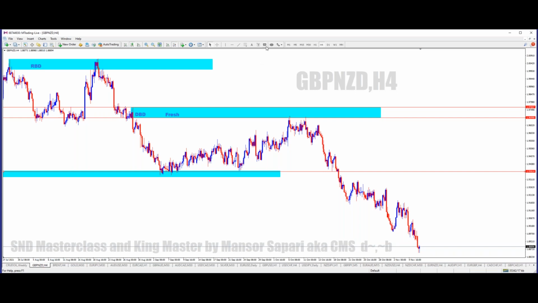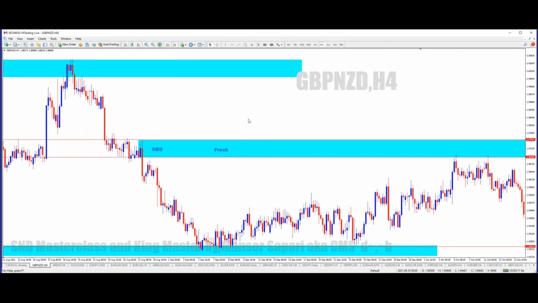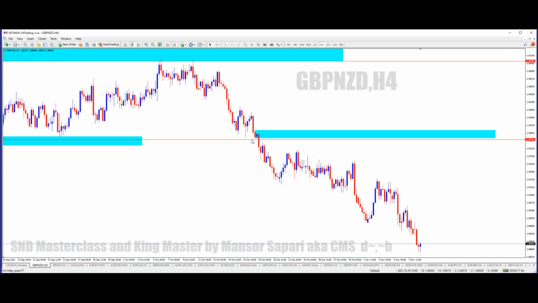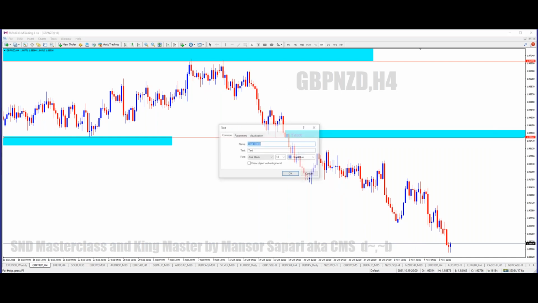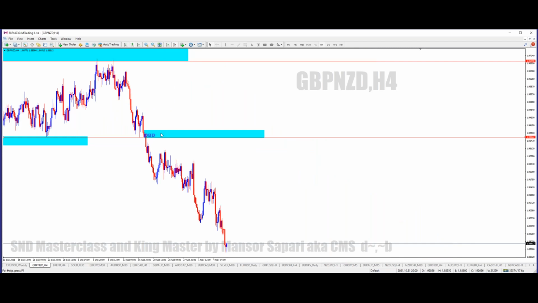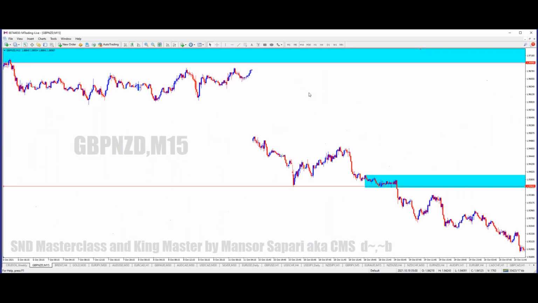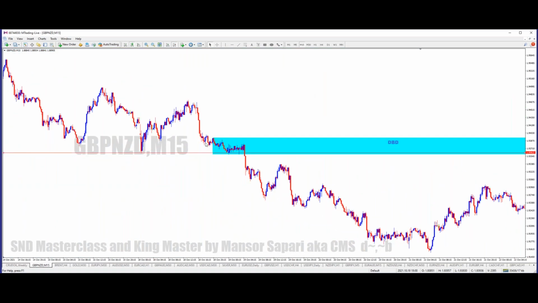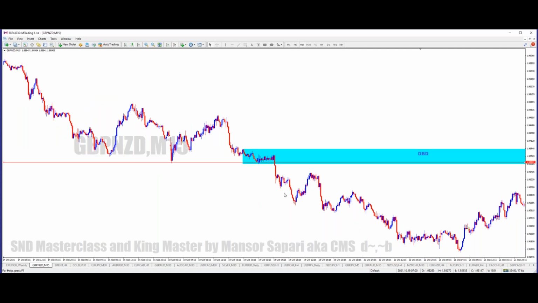Like this, we have a supply zone. Sometimes for the supply zone, you just need two candles only, like this. You have a red, and then you have a blue, and you have a red. So this is also a drop base drop. Because if you change to a smaller time frame, even though it is only 3 candles, you will see a base over here. Price going sideways, sideways, sideways, and suddenly it breaks down.